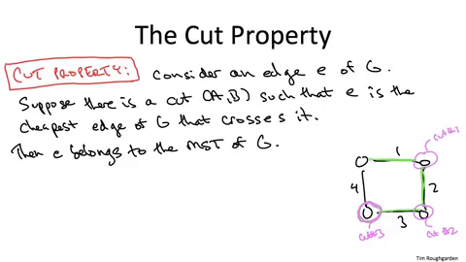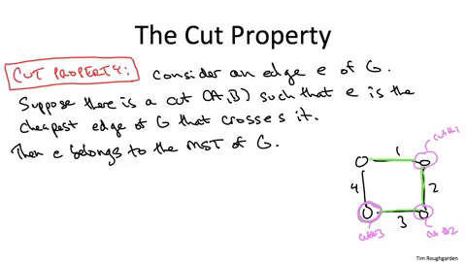On the other hand, there's no way to use the cut property to try to justify the edge of cost 4. Any cut that you pick which the edge of cost 4 crosses, there'll be some other cheaper edge crossing it. So you can never use the cut property, as one would hope, to justify the inclusion of the edge of cost 4. And you better not be able to, because 4 is not in the MST.